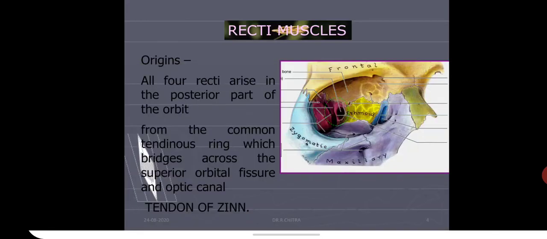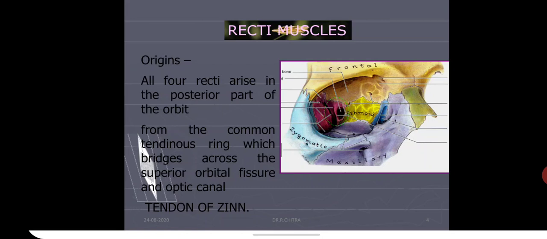First we will start with the recti muscles, origin and insertion. For the origin, observe the picture. This is the bony orbit, one orbit. The colored bones indicate how this orbit is formed. In that picture, try to see the superior orbital fissure and optic canal. Around them one common tendinous ring is formed, which is the origin of the recti muscles. It is given by the green colored ring.